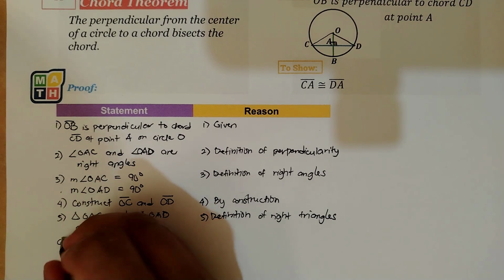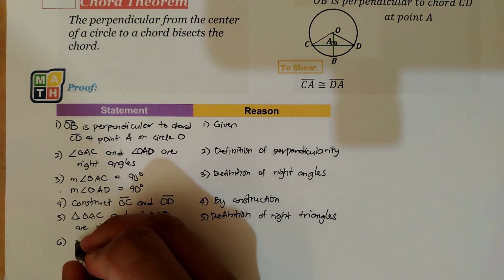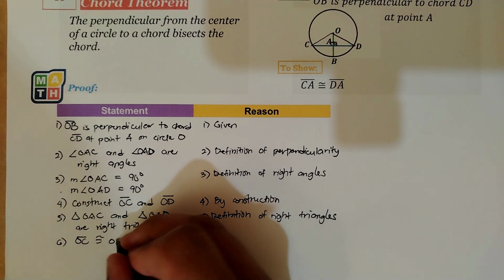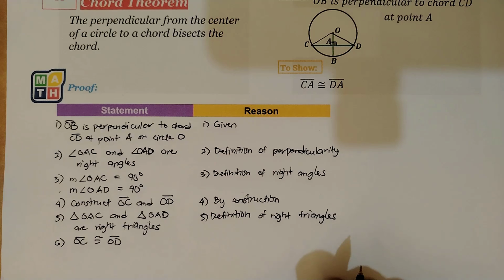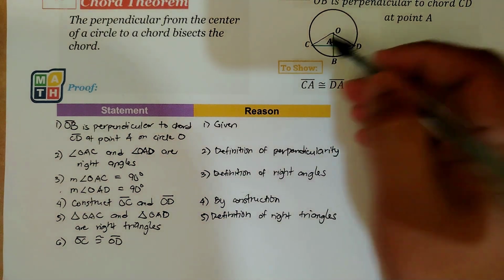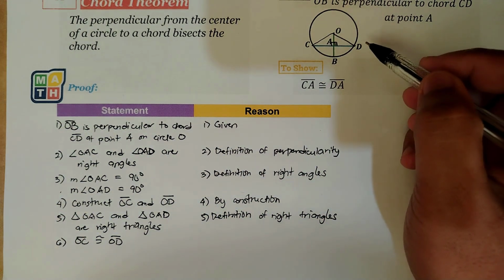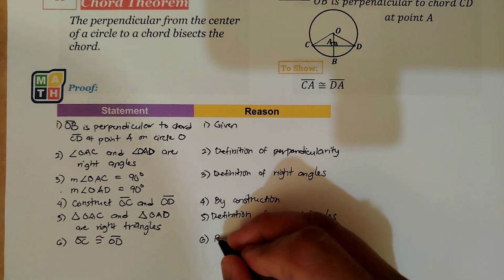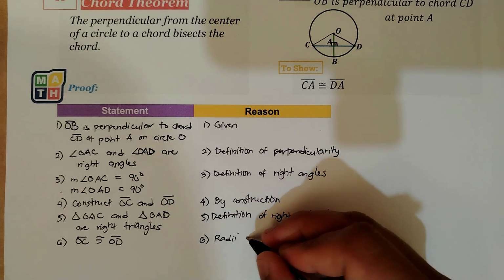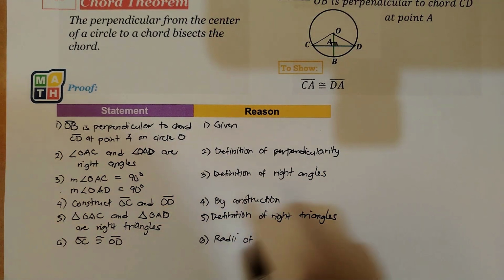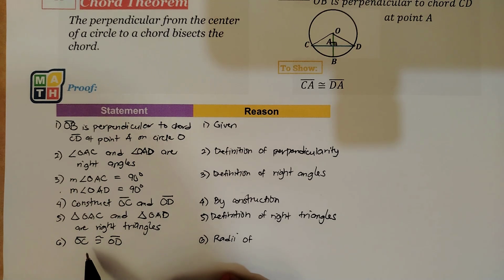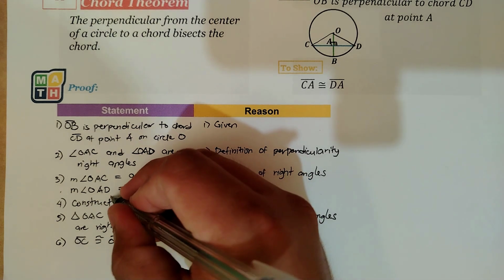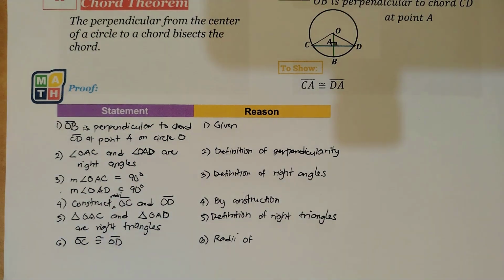Now, here are the additional statements here. We have segment OC is congruent to segment OD. Okay. It is said that segment OC is congruent to segment OD here. Why is that? Because they are radii. Or before I continue, because I was not able to introduce radius here, in step 4, I must have here radii. Okay?